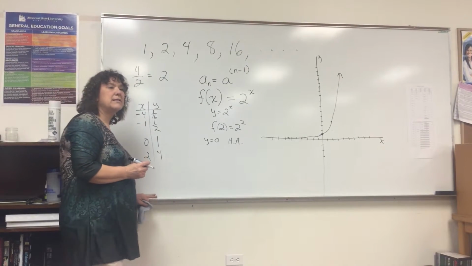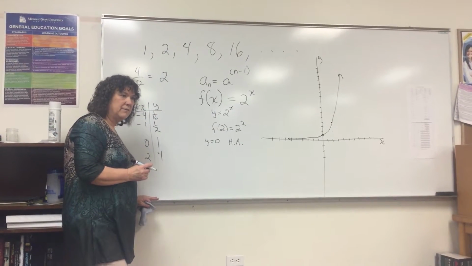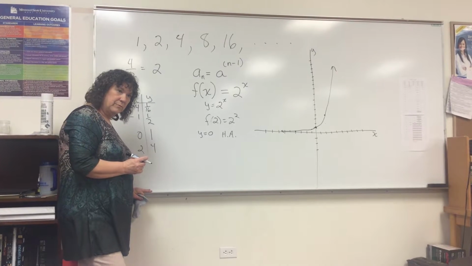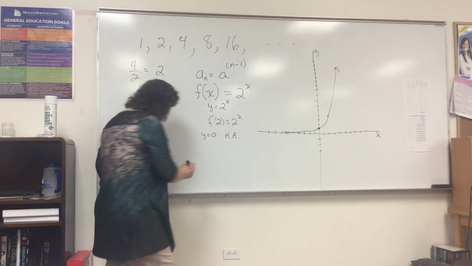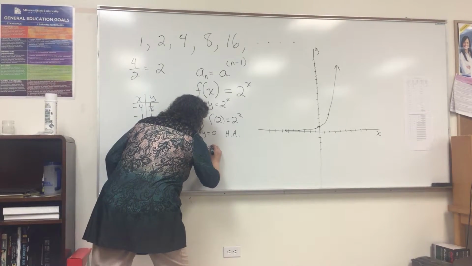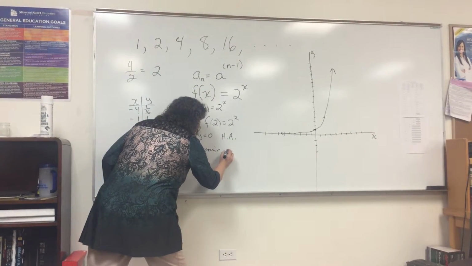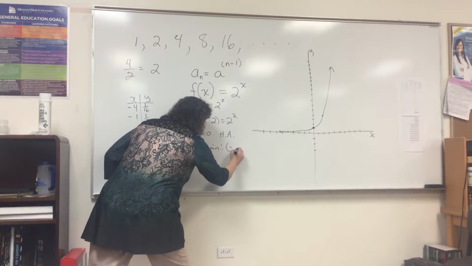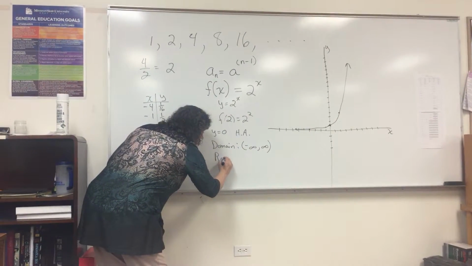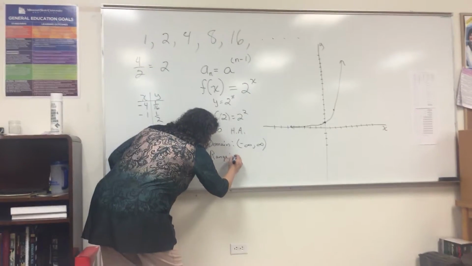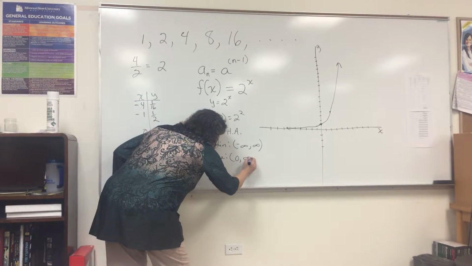What does that tell us then about the domain of this function? It'll be 0 to infinity. Or no, negative infinity to infinity. Yes, the domain, because that's your x value, is negative infinity to infinity. And how about the range? The range is 0 to infinity.